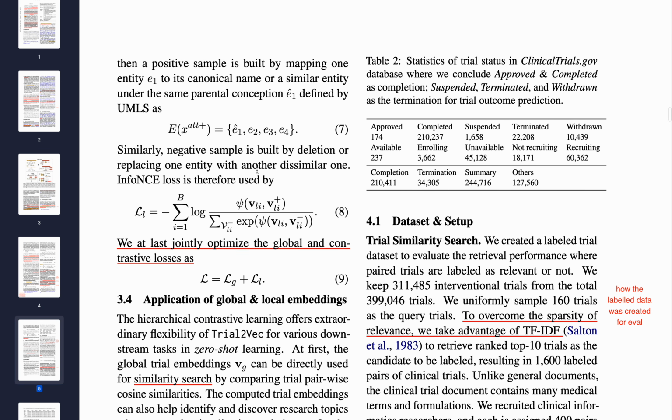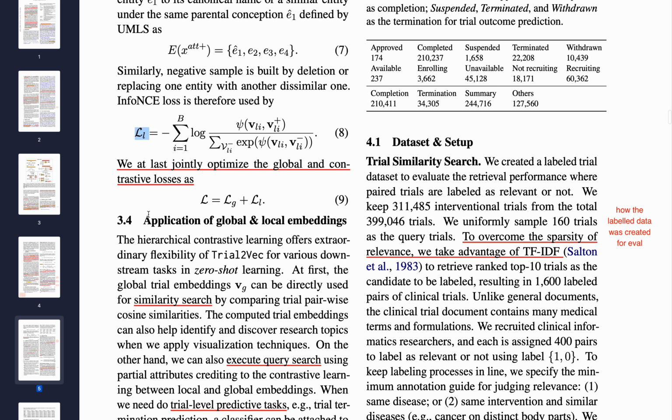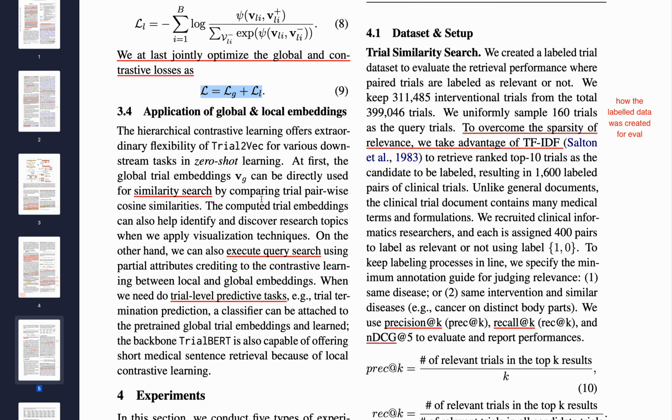Now they have a way to create positive negative examples at local level, then they calculate local loss, and then the total loss is calculated by global loss plus local loss. All right, so that was the methodology. Now let's look at application.